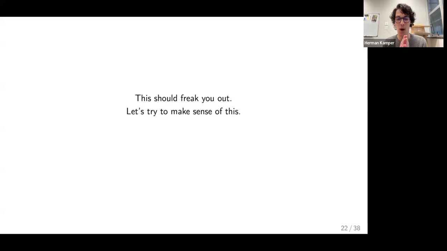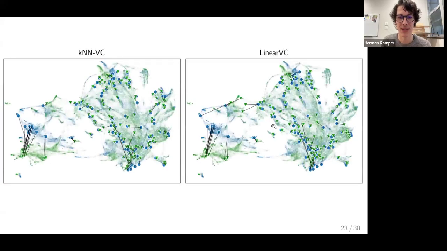And we should ask, what does this tell us about the self-supervised space? If I can just take my self-supervised space and multiply all the frames in that space with the same matrix and get a different speaker out, what does that tell us? Okay, so let's try and make sense of this. The first thing I did was I used UMAP again. Here I've got the UMAP plot from KNN VC that I showed you before. And here I've got the same UMAP plot, but now I apply linear VC.